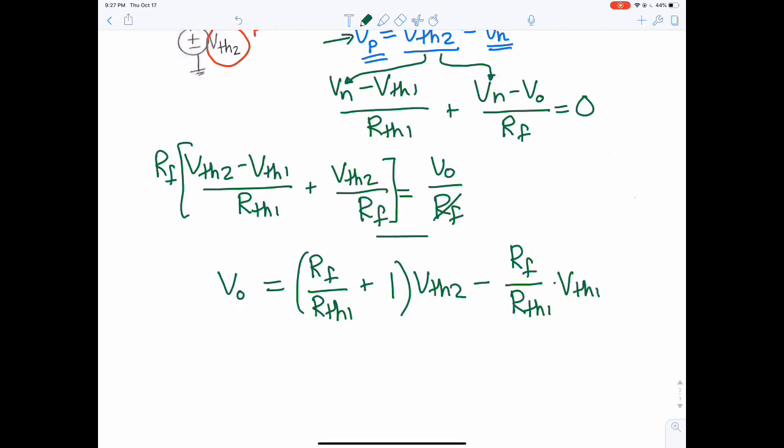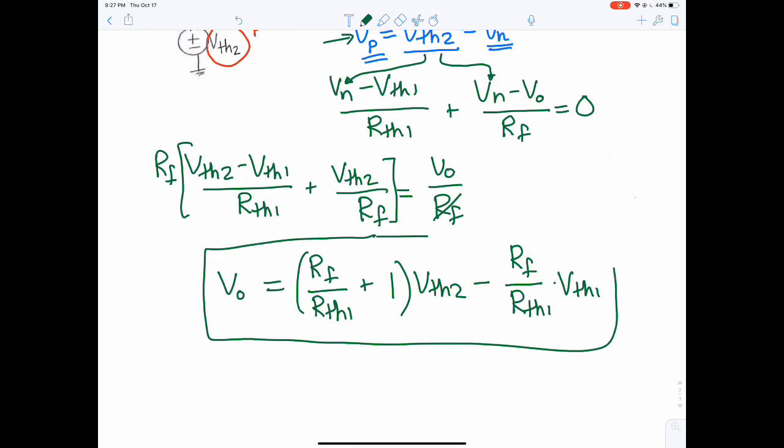And that is my end equation that describes my output as a function of my two inputs, VTH1 and VTH2. And that concludes my solution.